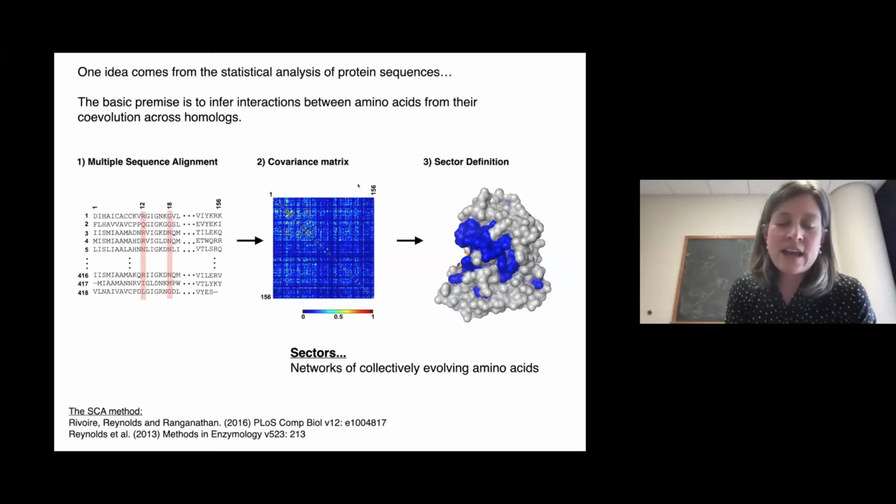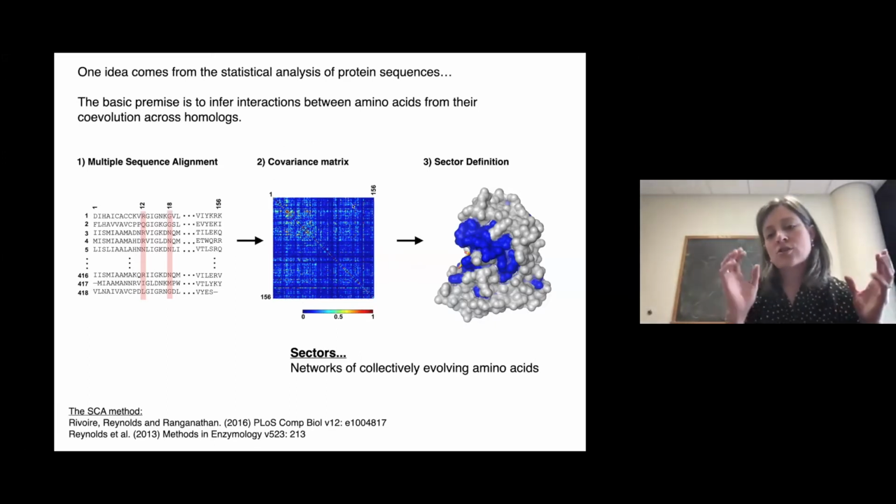Okay, and so now we can take this matrix and analyze it to infer groups of residues that are strongly coevolving with each other. In practice, we do this using principal components analysis. And we can take those groups of coevolving residues and map them onto the protein structure. These groups of collectively evolving residues, I'm going to refer to as sectors here and throughout the talk. And I'll show the sectors as these blue positions that are painted onto the protein.